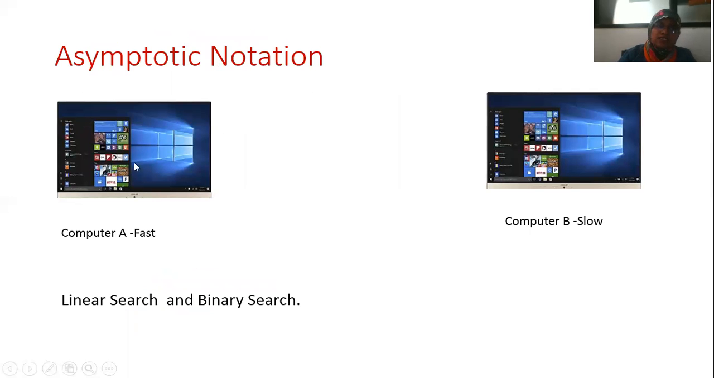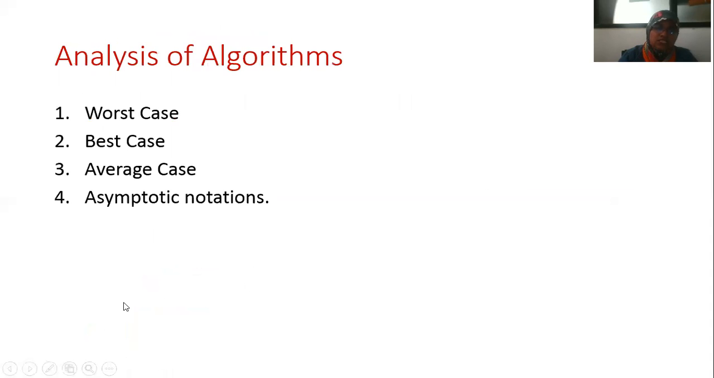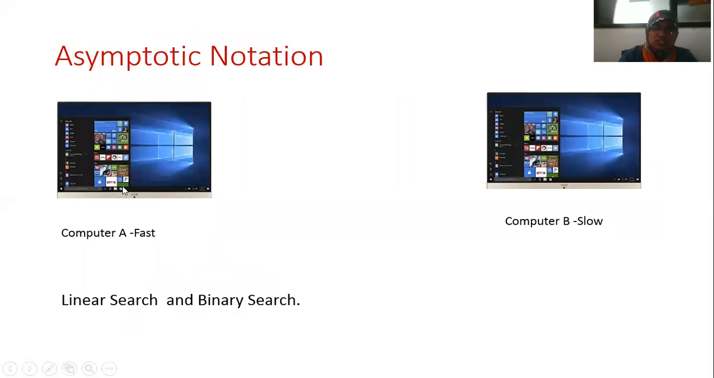Suppose, let us assume that we have two computers. One computer is fast in execution, the other computer executes slowly. Now, let us assume that we run a linear search on computer A, which is fast, and a binary search on computer B, which is slow. Initially, when the input size is very small, computer A is expected to give better results in very little execution time. And computer B, because it is slow, will take more time for execution.